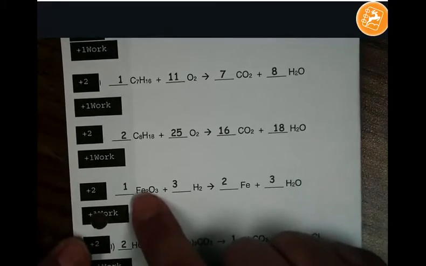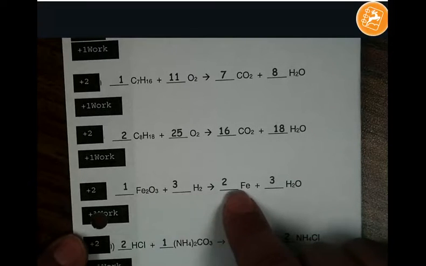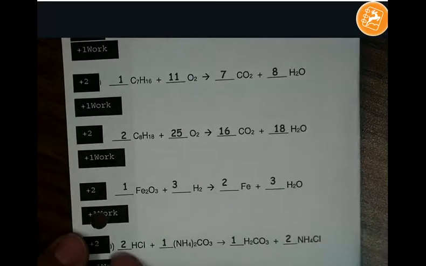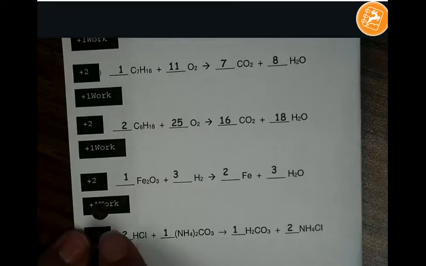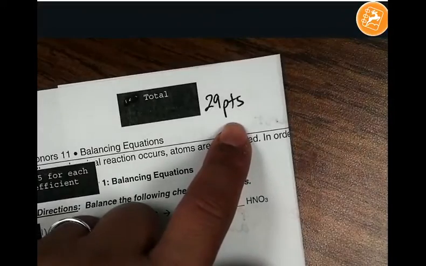Number 9, 1, 3, arrow, 2, 3. And then the last one, 2, 1, arrow, 1, 2. Please make sure you have a score out of 29 and keep it for the next time I see you.